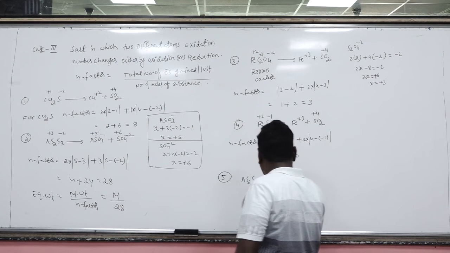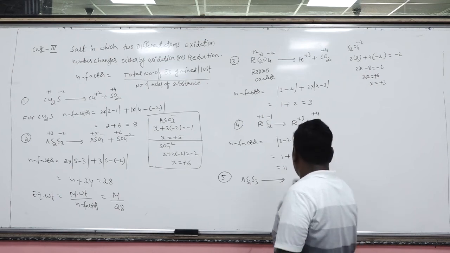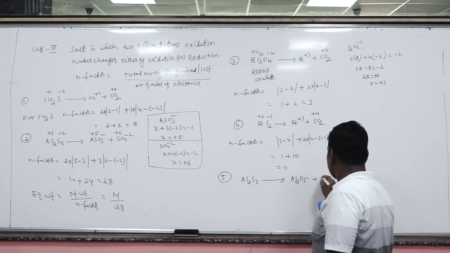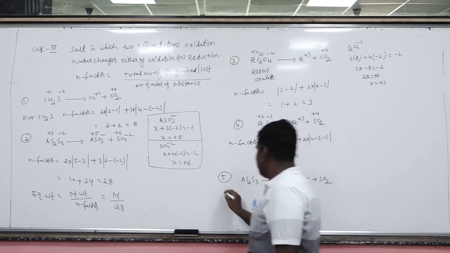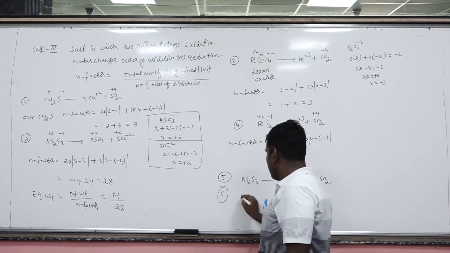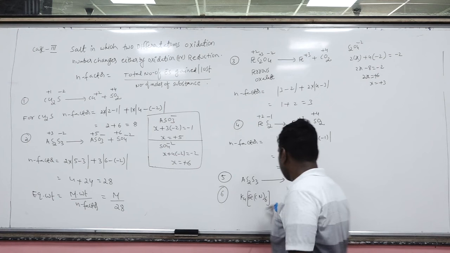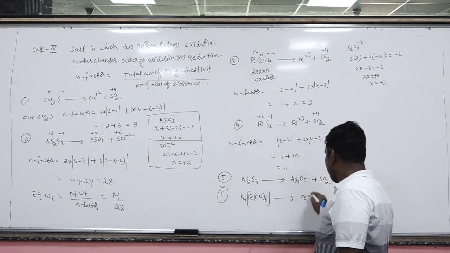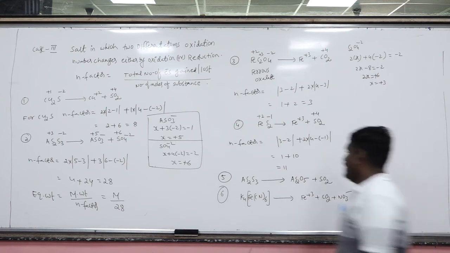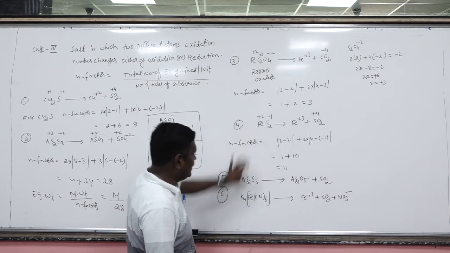Okay. Next, one more example I am giving to you. As2S3 gives As2O5 and SO2. Next, one more example: K4Fe(CN)6 gives Fe plus 3, CO2, NO3 minus. Find the N factor or equivalent weight of As2S3 and K4Fe(CN)6 in the following reaction.